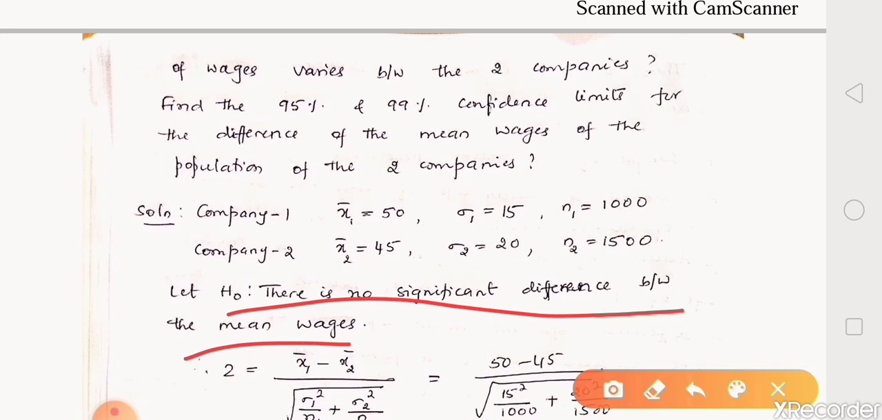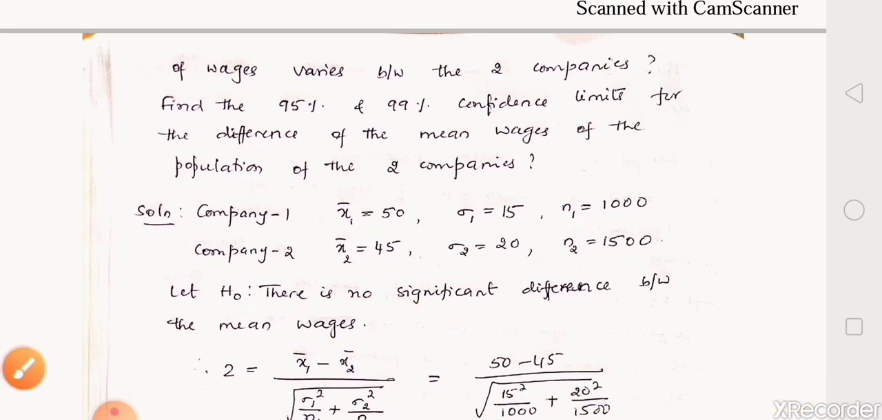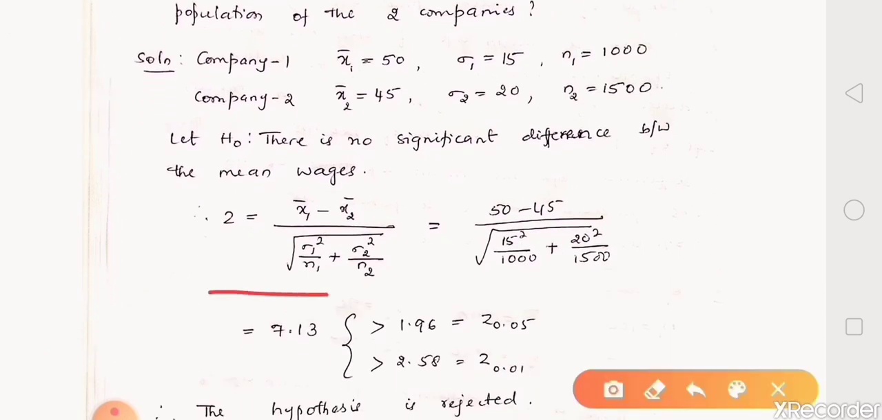Now take two different samples. For company 1, N1 is 1000, X1 bar is 50, sigma 1 is 15, and for the second company N2 is 1500, X2 bar is 45 and sigma 2 is 20. Since we are having two means for different samples, take the formula for Z as x1 bar minus x2 bar divided by square root of sigma 1 square divided by n1 plus sigma 2 square divided by n2. It is equal to 7.13.